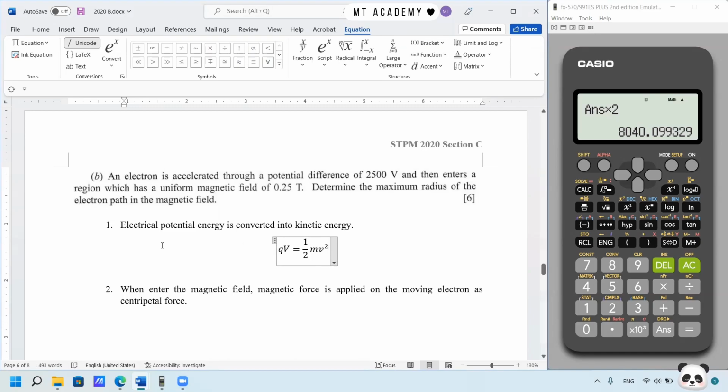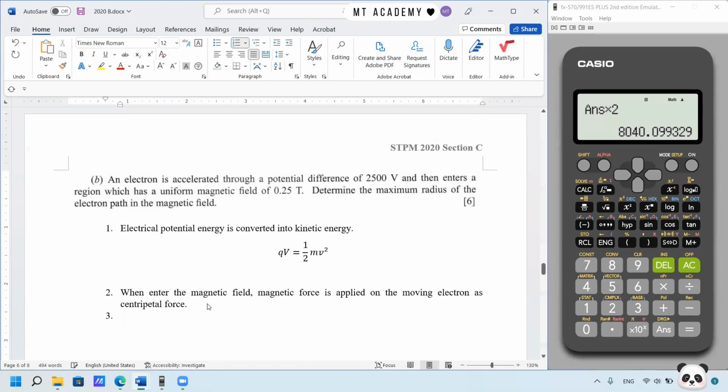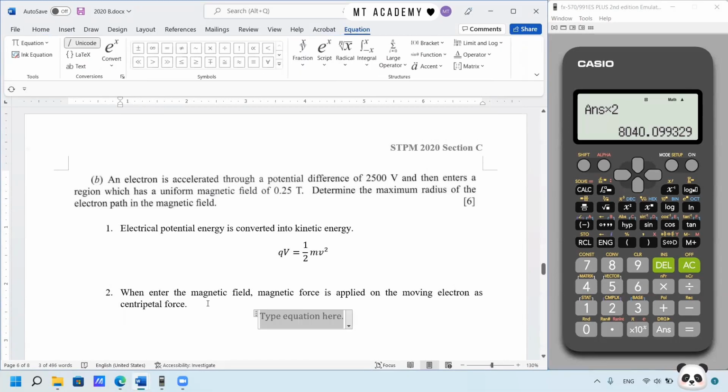And then the second case is when the electron enters the magnetic field. We know that there will be a magnetic force that is perpendicular to the motion of the electron, which will become the centripetal force that causes the electron to move in a circular path. So the magnetic force on the charge, QVB, is equal to the centripetal force, mv squared over r. If we rearrange the equation to obtain the expression of the radius, then r will be equal to mv over QB.